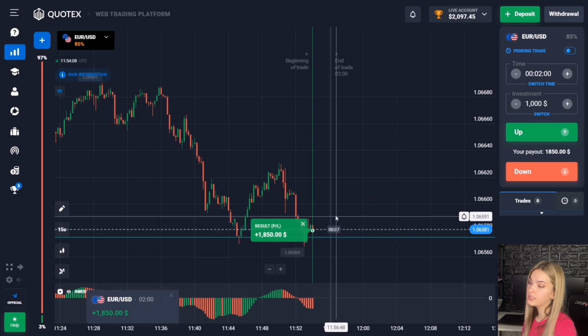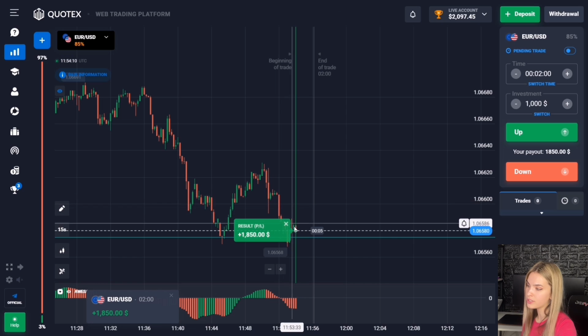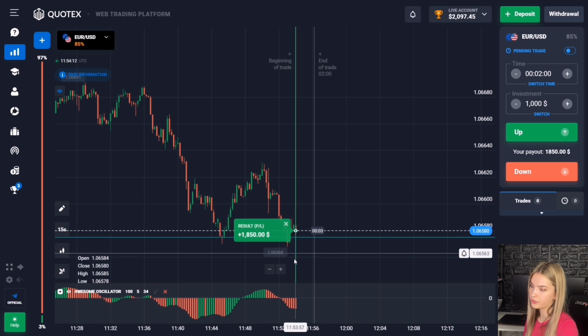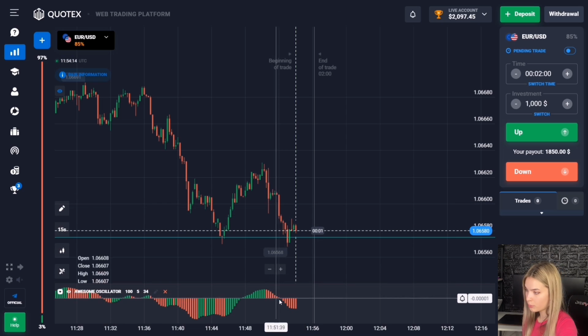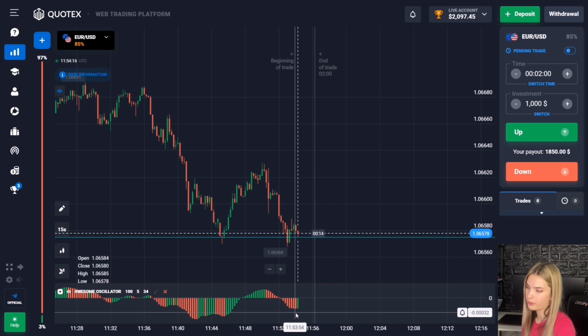Oh, that's quite good. As you can see, the price really continued to move towards the level. This is where we make a profit. The indicator also gave us a good entry point and helped us to determine the further price movement. Everything is going great, guys.